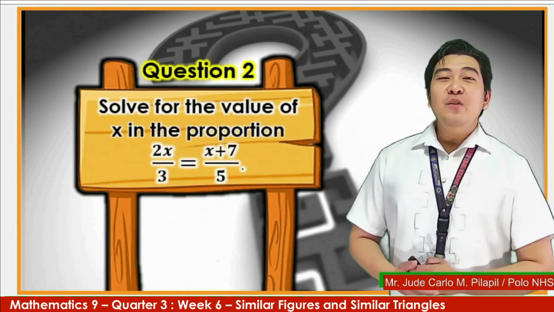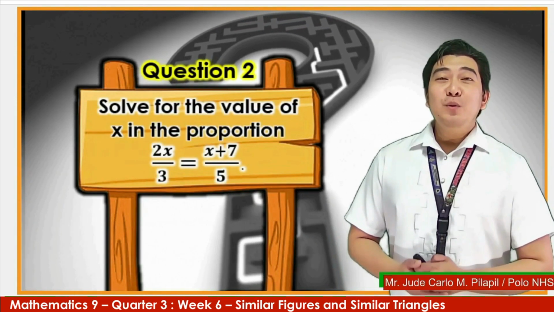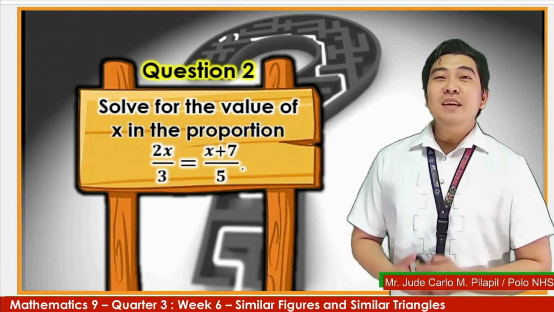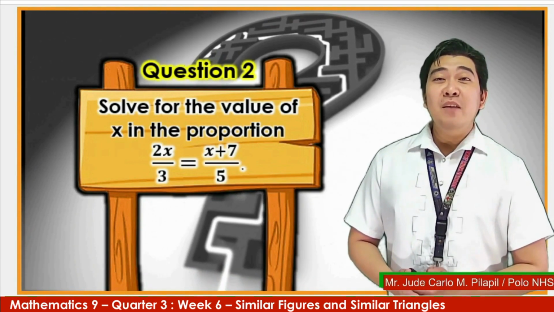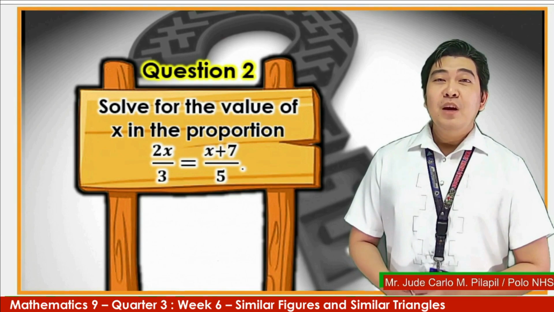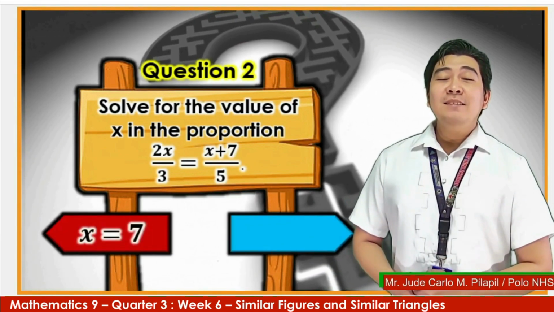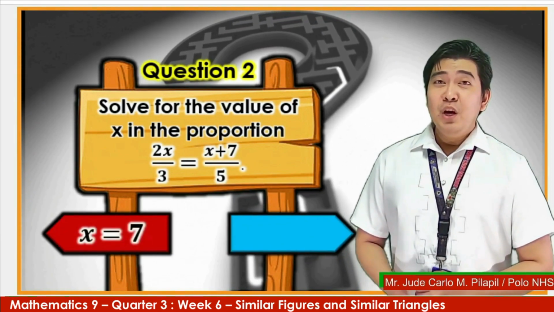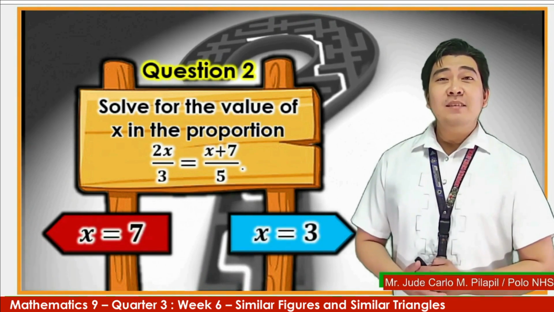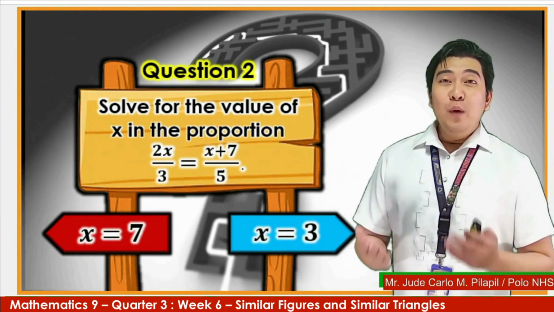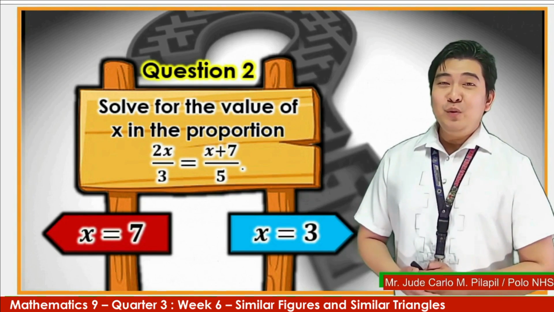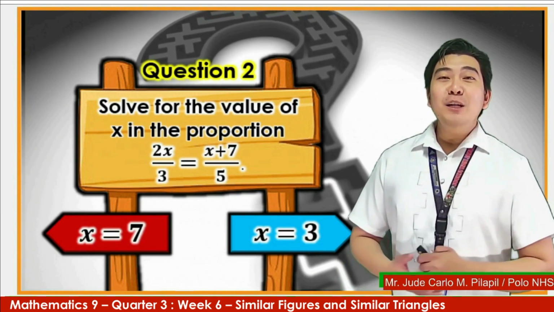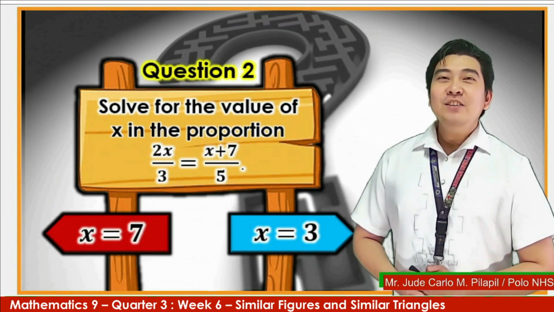Solve for the value of x in the proportion 2x over 3 is equal to the binomial x plus 7 all over 5. For the red path, x is equal to 7. For the blue path, we have x is equal to 3. Which path should we choose? Is it the red or the blue path? Your timer starts now.